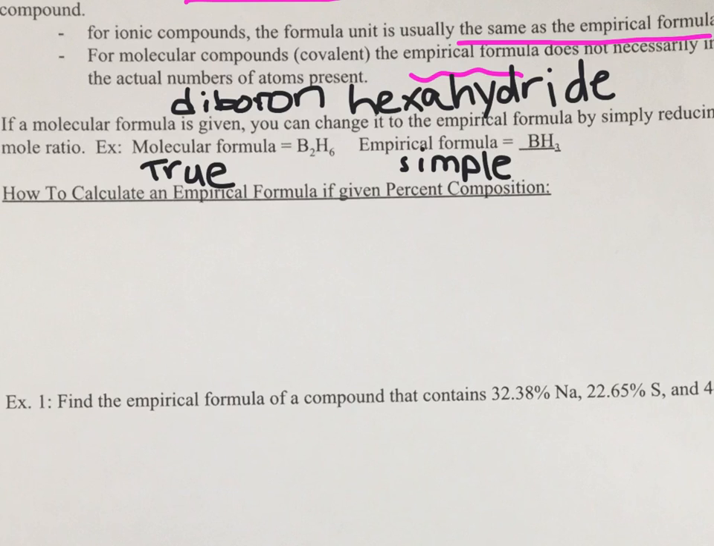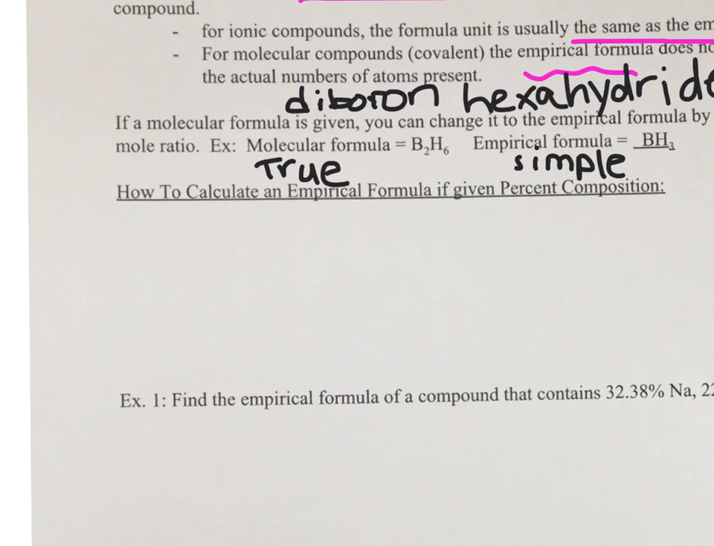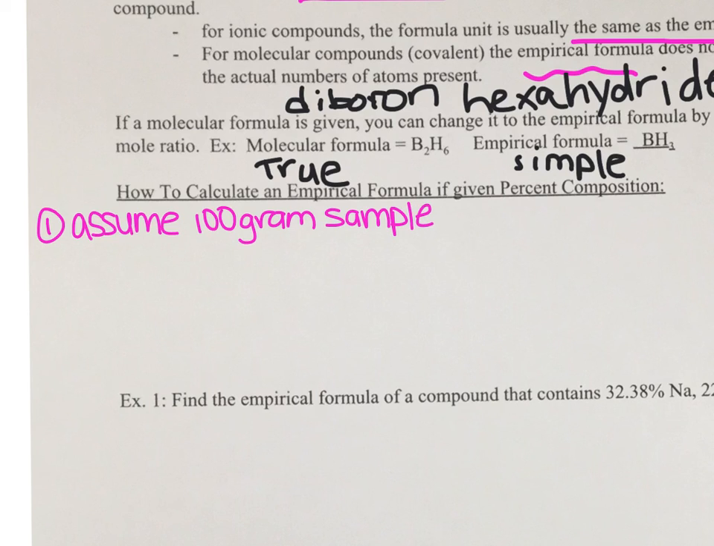So the steps that it takes for us to do that: for number 1, you would assume a 100-gram sample. Now, what I mean by that is that if on your paper I gave you 15.5%, you would take that little percent and scribble it out and put a G. That is you assuming a 100% or 100-gram sample.